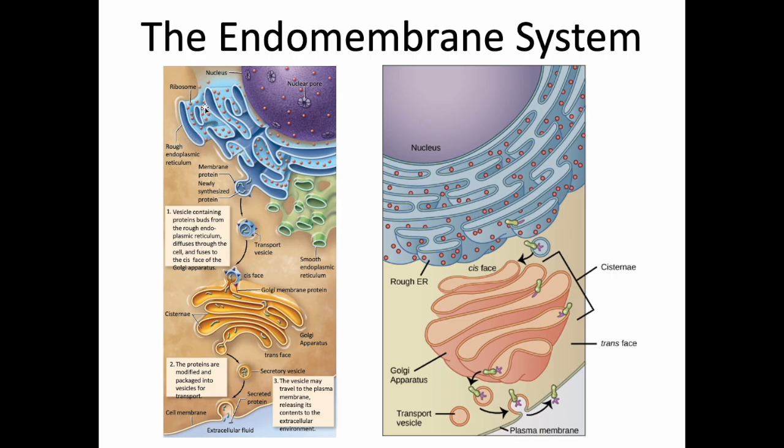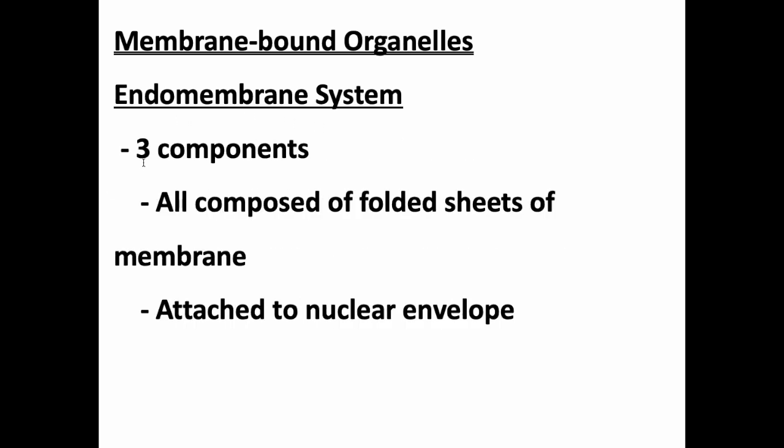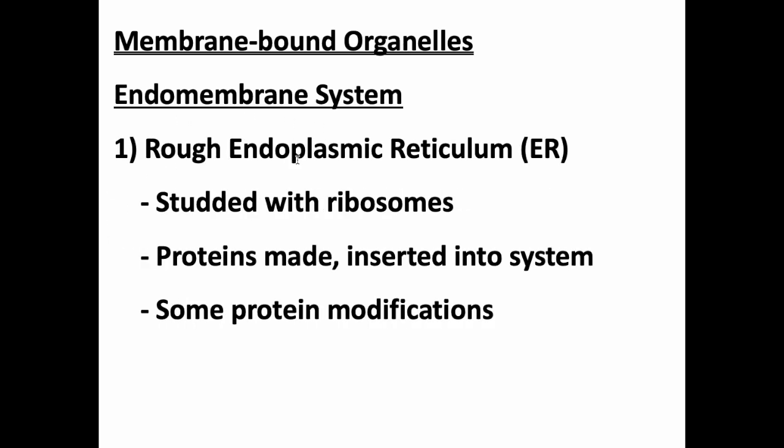A lot of proteins can't just get built out of amino acids. They need to be tinkered with in various ways, and we'll see that as we move through this system. So, starting things off, endomembrane system. I said there were three components, so let's number them. Number 1, the rough endoplasmic reticulum. Endoplasmic reticulum is quite a mouthful. It's usually just abbreviated as ER, so this is the rough ER. It's studded with ribosomes. Proteins are made here and then inserted into this system. There are some modifications that are done to proteins at this point in the rough ER, but most of our modifications are going to be done later within this overall system.